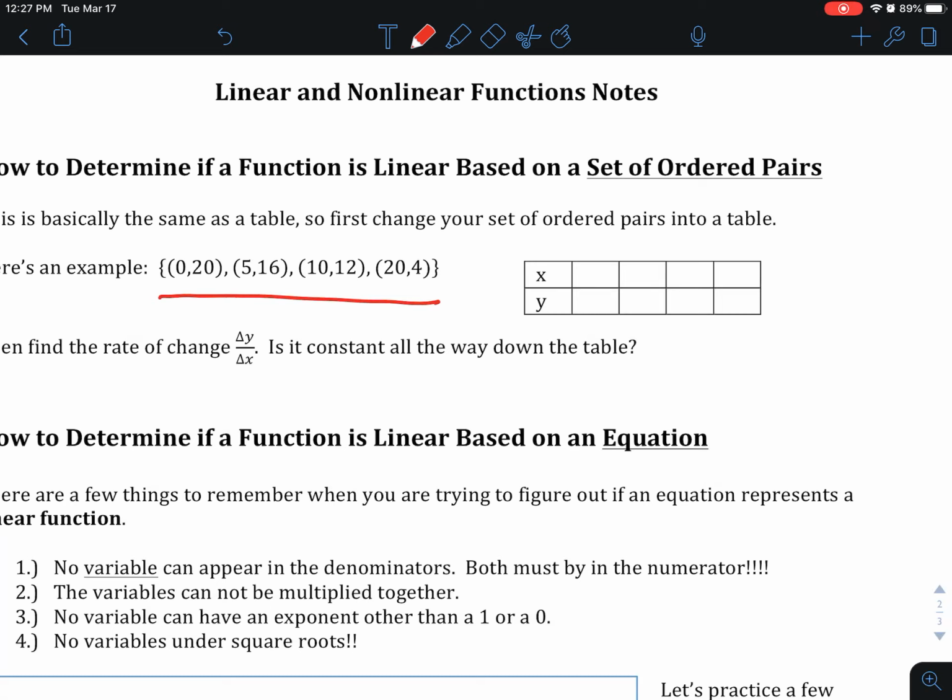We're going to take our set of ordered pairs and we're going to put them in a table, okay? Remember, an ordered pair always goes x, y. So if we're entering ordered pairs on a table, in this case, x is 0, y is 20, and we're going to go across. X is 5 and y is 16, and then on the third one, x is 10 and y is 12, and on the fourth one, x is 20 and y is 4.